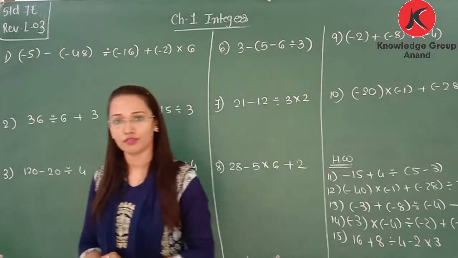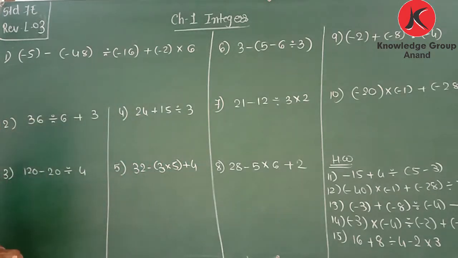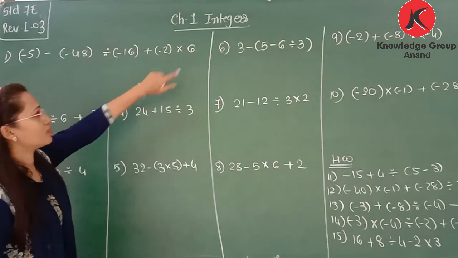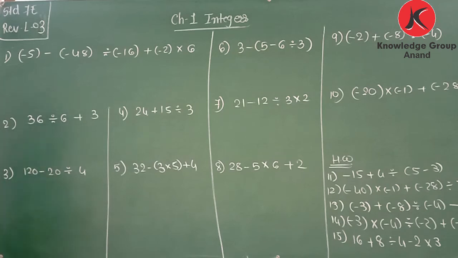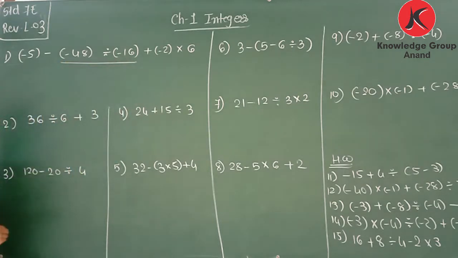Operations are given in one example. Let's solve one more example related to that. So here first, -5 minus 48 divide -16 plus -2 multiply 6. As we apply the BODMAS property, first find if there is any operation with the division. Yes, you can see here two numbers are there with the division. So first perform the division of that.